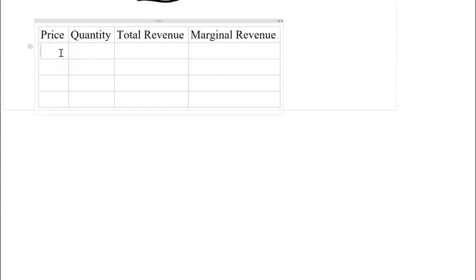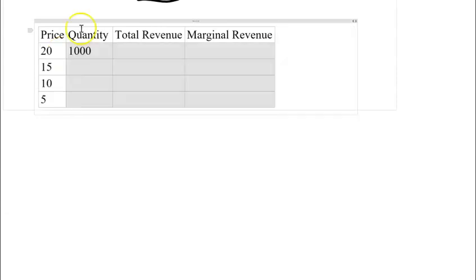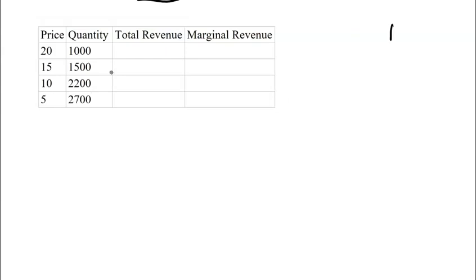Then I have total revenue and marginal revenue. So let's say in our case, my price was 20, and then if I lower the price to 15, I sell more units. So I sell 1,500 units. And then if I lower the price to 10, it goes up to 2,200 units. And then if I lower it to 5, it goes to 2,700 units.